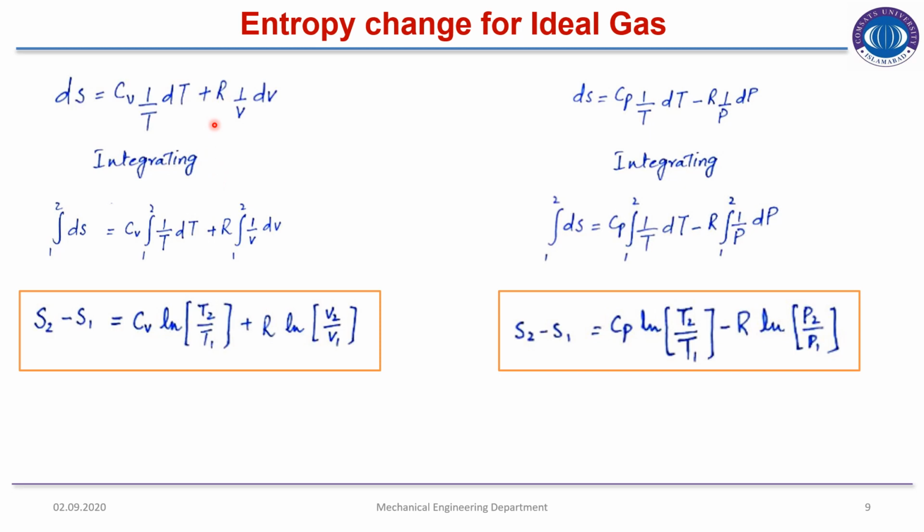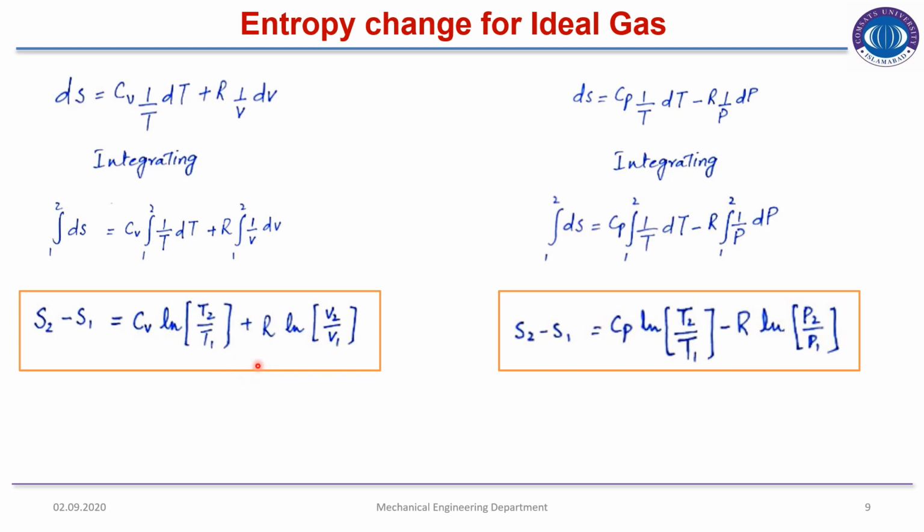Here we will integrate the entire expression. The result is S2 minus S1, that is the change of entropy, is equal to Cv natural log T2 over T1 plus R natural log V2 over V1. And similarly on the right hand side, after integrating the expression, we are left with S2 minus S1 is equal to Cp natural log T2 over T1 minus R natural log P2 over P1.